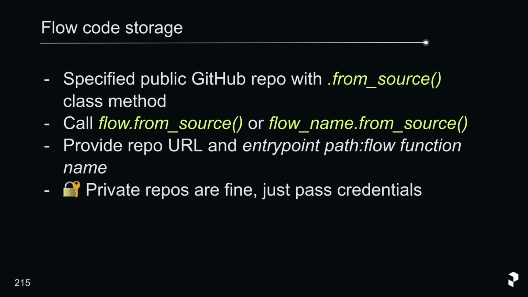If you want to use GitHub storage in tandem with the .deploy method, you're going to pass in the URL to the from source method. In addition to the URL, you are also going to provide an entry point path and a flow function name. And there's the format of how you are going to do that. You'd start with a path, put a colon there, and then follow up with a flow function name. If your repo is not public, you can use private ones as well. You'll just need to pass in some extra credentials in order to pull the code at runtime.